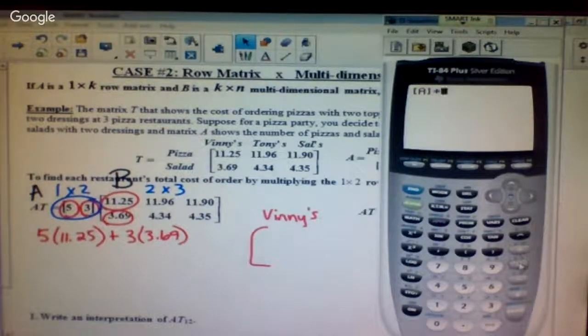Got it. Go to second matrix and recall matrix A. Hit multiply. Go back to matrix and recall matrix B. You go to the matrix screen and go under names and choose the matrix that you want. So A is under 1, B is under 2.